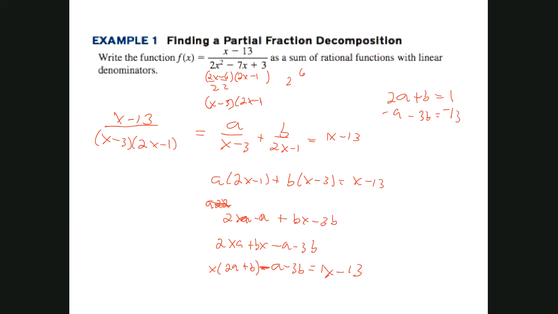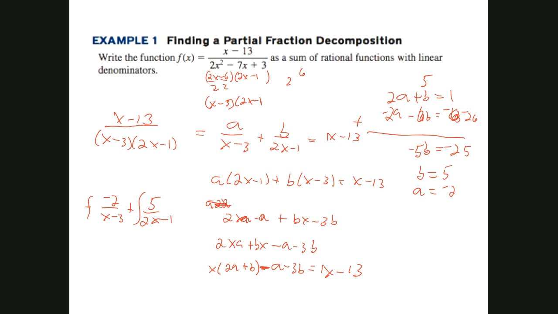Well, it's the addition method. So if I multiply through here by 2, I end up with negative 2A minus 6B is equal to negative 26. If I add straight down, the A's cross off, I'm left with negative 5B is equal to negative 25. So B is equal to 5. If I put 5 back in here, 2A plus 5, so that's negative 4, so A has to be negative 2. So my integral is going to be the integral of negative 2 over x minus 3 plus 5 over 2x minus 1. And then I can take the integral of both of them. So does that make sense?